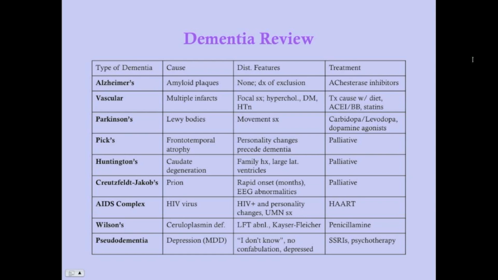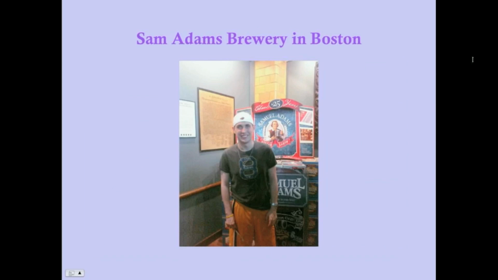Pseudodementia, the cause is actually depression. This is not real dementia. The distinguishing features here are going to be that the patient will often say that they don't know, they're not going to confabulate like most patients with dementia, and they're going to appear depressed and have a lot of the SIGECAPS symptoms. If not, they'll actually have the criteria for major depressive disorder. And the treatment here is going to be with SSRIs and psychotherapy as we would treat major depressive disorder.